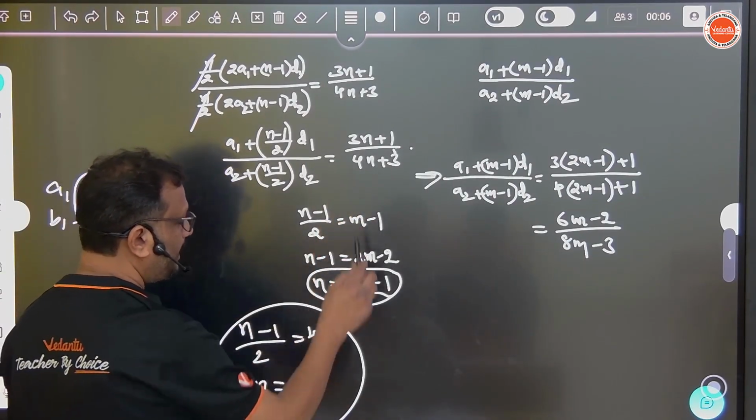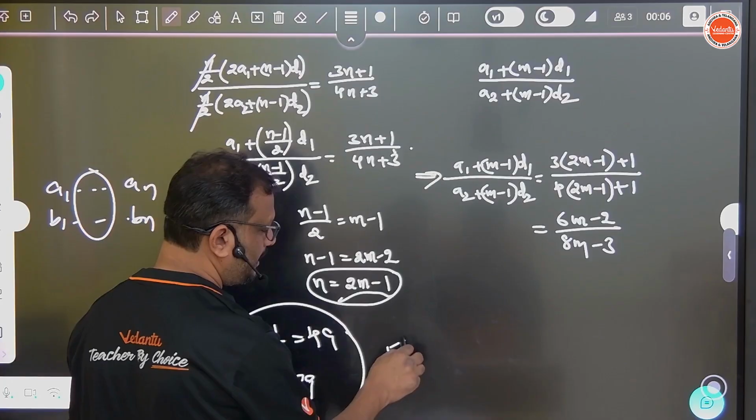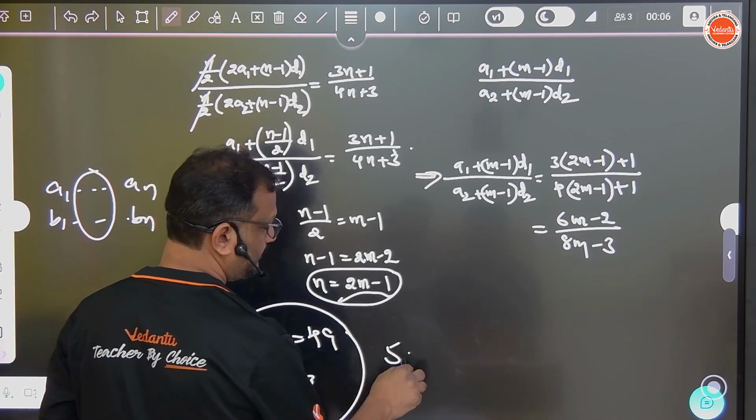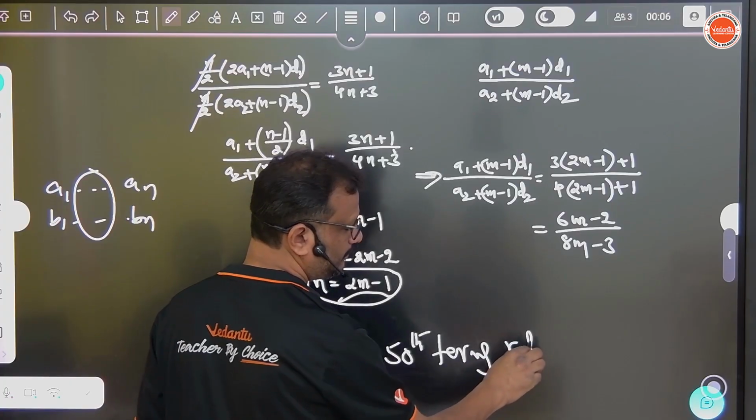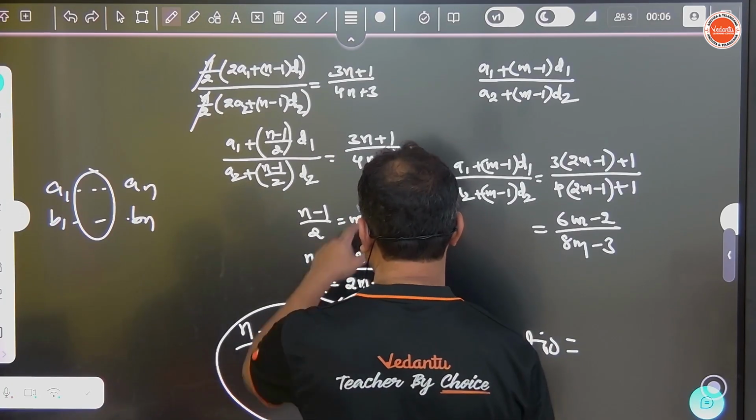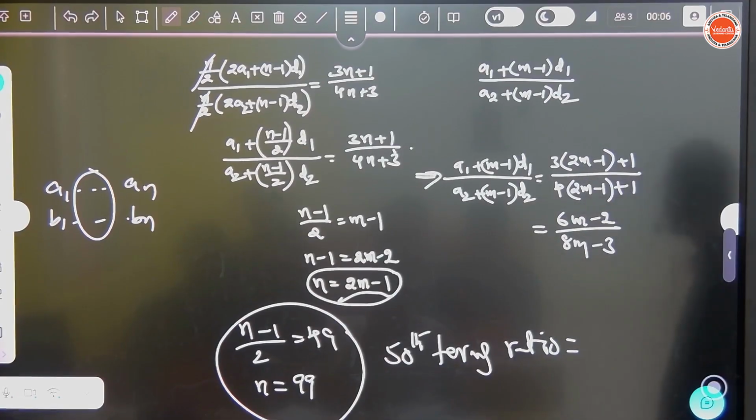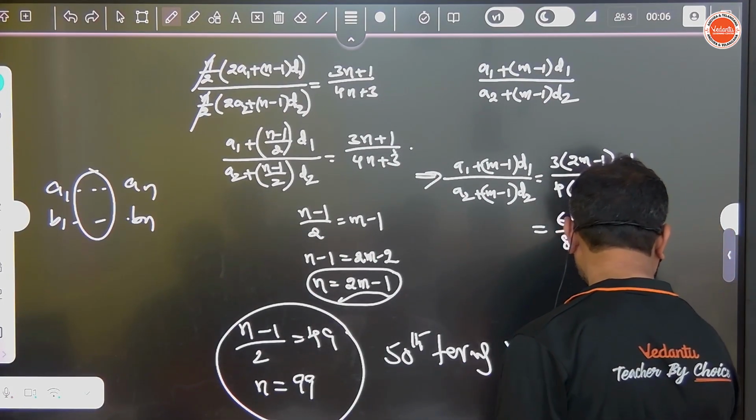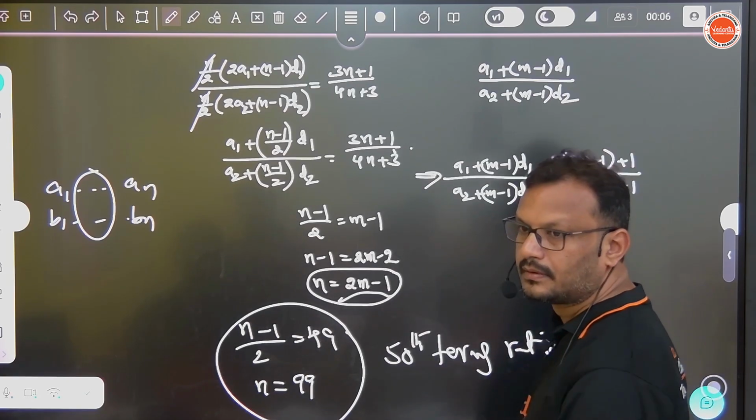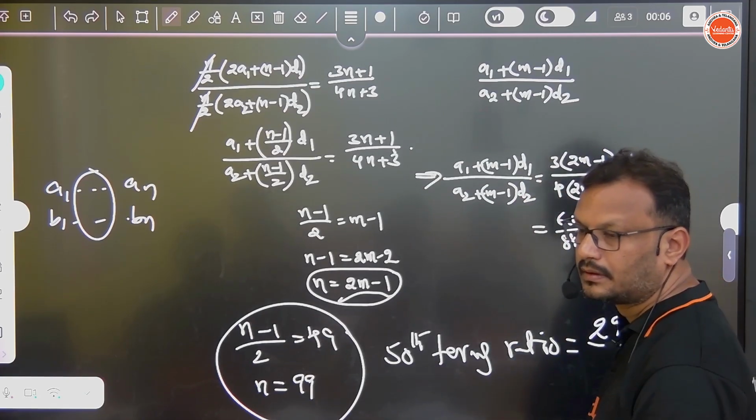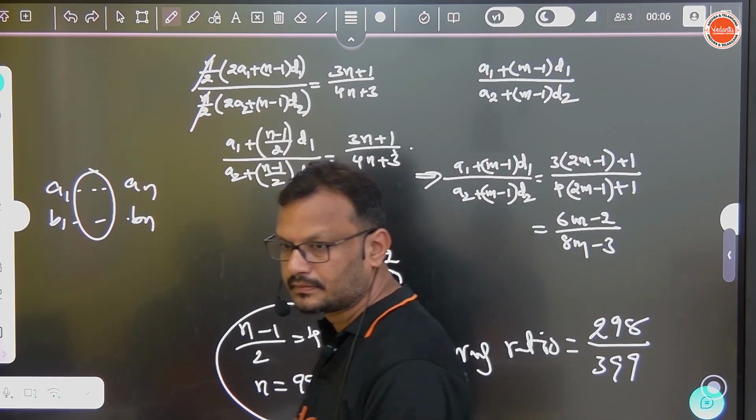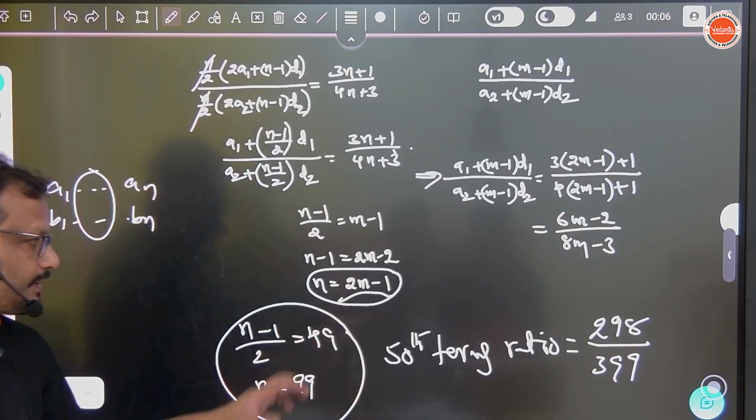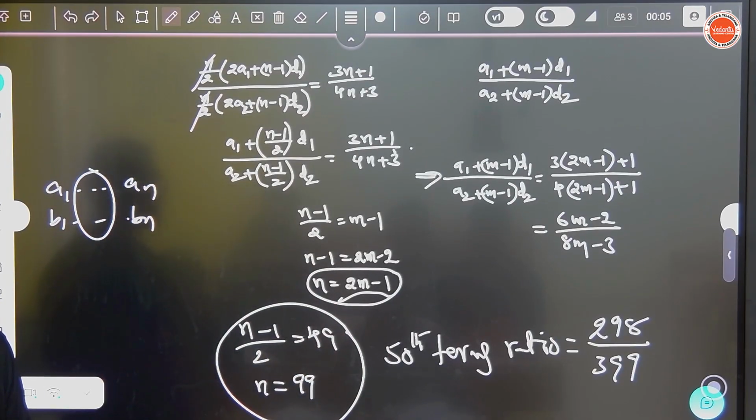So just substitute this in this. If you find the ratio, what is it? We are finding the 50th term ratio, right? Tell me now, substitute 99 in this. 298 by 399. So that is the ratio. Understood, no?